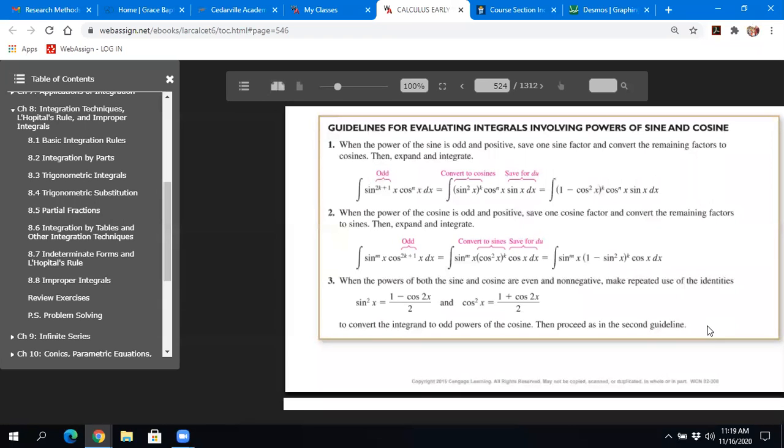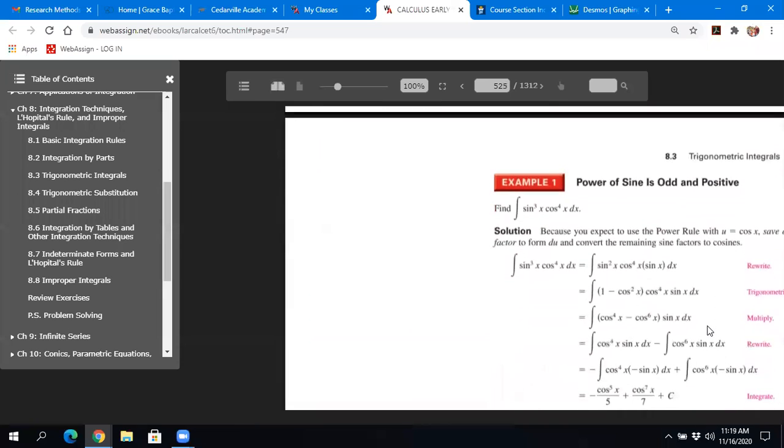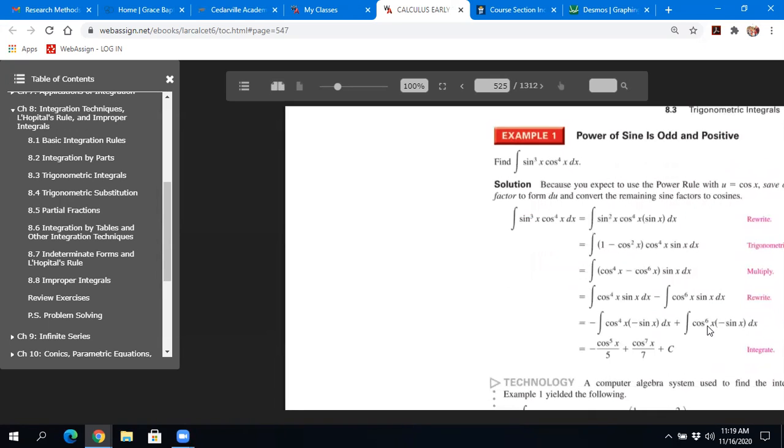If both the powers are even, then you just have to start utilizing sometimes they're called the power reduction formula, but I like to call them the half angle formula, okay? So that's slightly annoying when you have to do that, but whatever, right? So like, here's an example. Sine to the third times cosine to the fourth, okay?